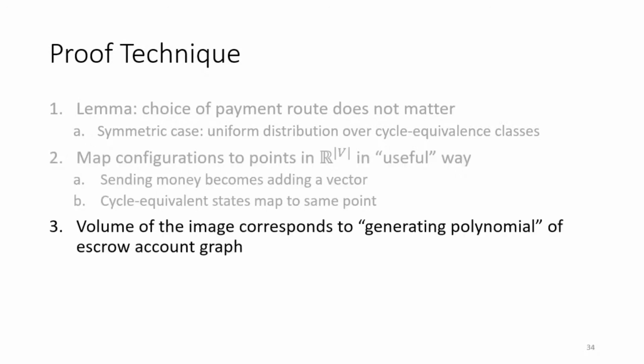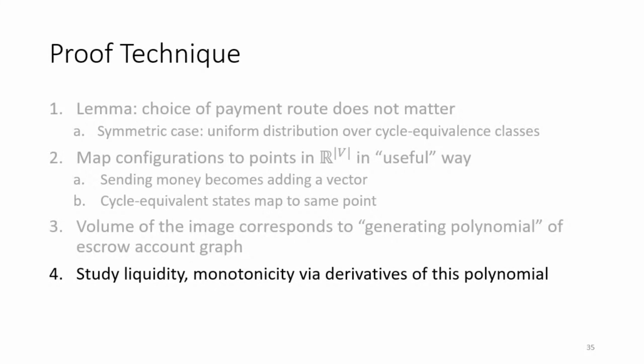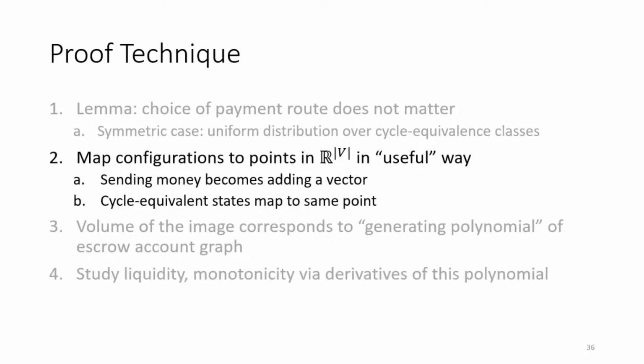Then we'll look at the volume of the image of that map in R^n, and we'll show that that set corresponds to a generating polynomial of the escrow account graph. The generating polynomial, for reference, is a very nice polynomial that somehow captures the structure of the underlying graph. And finally, we'll study liquidity and monotonicity by taking derivatives of that nice polynomial. Of these steps, the conceptually interesting one is step 2, which is how we map configurations of a credit network to points in real space in this useful way.